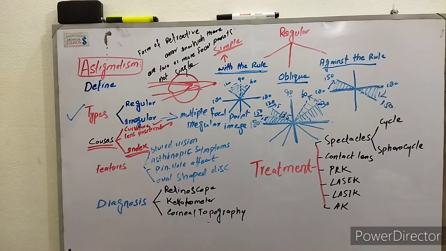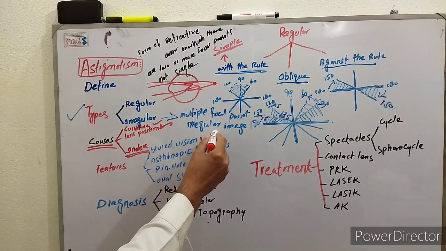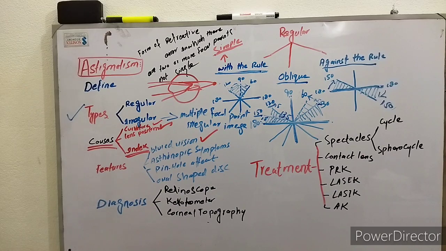Now features. What are the features of astigmatism? First one, because it's a type of refractive error, there will be blurred vision. Now asthenopic symptoms: the patient uses so much accommodation to obtain clear vision. He puts strain on the eyes. As a result of strain, there will be pain in the eyes. This is called asthenopic symptom. And there will also be headache.